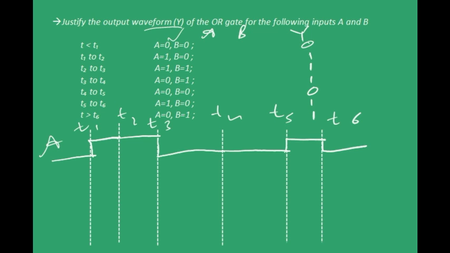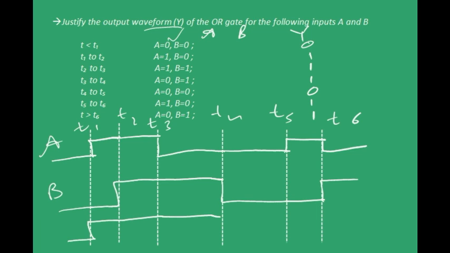Similarly, for B, you can say that 0, 0, 1, 1, 0, 0, 1, right? So this is the wave of B. And finally, your output, that is 0, 1, 1, 1, 0, 1, 1, right? So this is your final output. You just note that the input waves have been modified to get a different output wave. That is the function of logic gates.